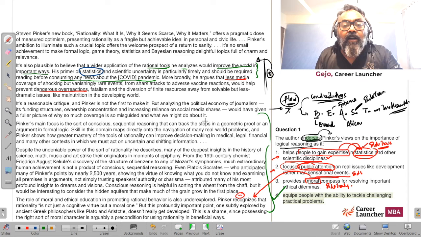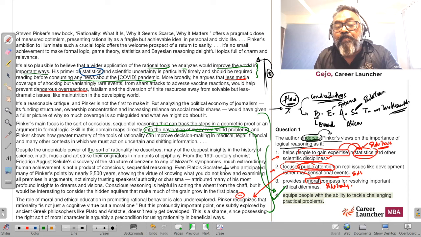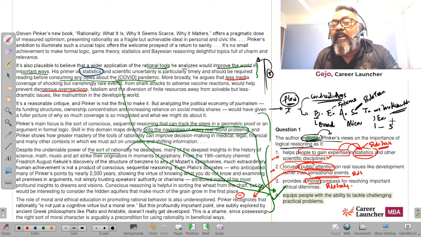There's an undeniable power of rationality that it describes. So you're saying here the domain directly navigates very real-world problems. I think that is where skill in this domain, real-world problems, all that gets to this particular one, answer choice number 4. So on a scale of 1 to 5, 1 being easy, 5 being really hard, I would probably put it at about 2-ish. I mean, on the scale, it would be about 2. You can eliminate this.